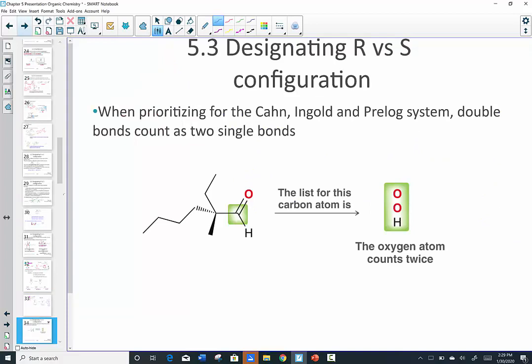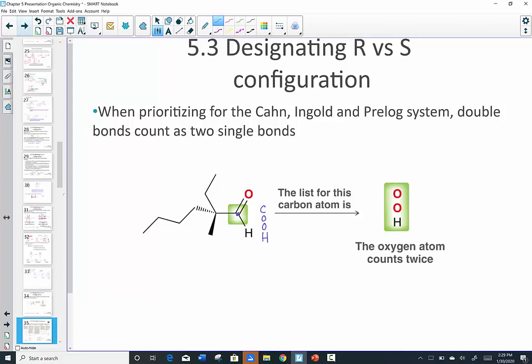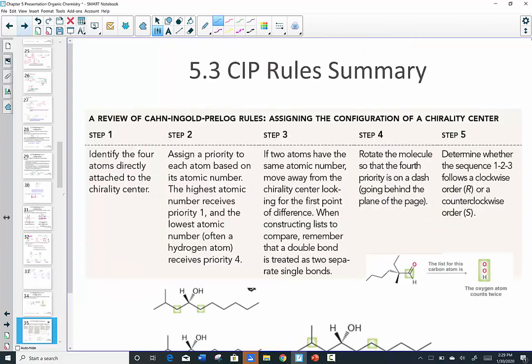And when we prioritize for the Cahn-Ingold-Prelog system, make a note that double bonds count twice. So if I'm trying to decide priorities and I see a double bond, for example, a carbon attached to a double bond oxygen, it's like counting oxygen twice. So you would have two oxygens that carbon is attached to. Double bonds give you twice the oxygens in that example. So double bonds count twice for the atoms they're attached to.